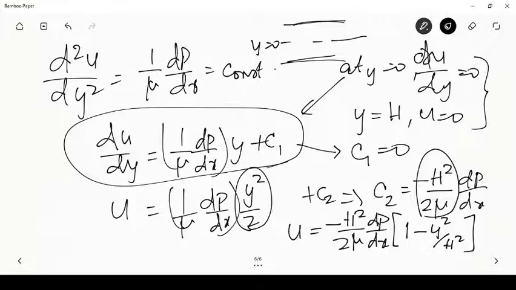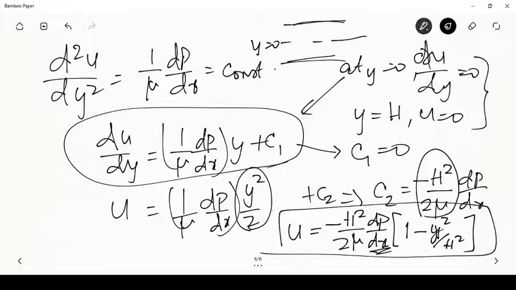So this is your velocity profile, and this clearly is an expression for a parabola, and you can see that dp by dx appears here. So as dp by dx increases, u also increases. Otherwise the shape is, with respect to y, a parabola like this.